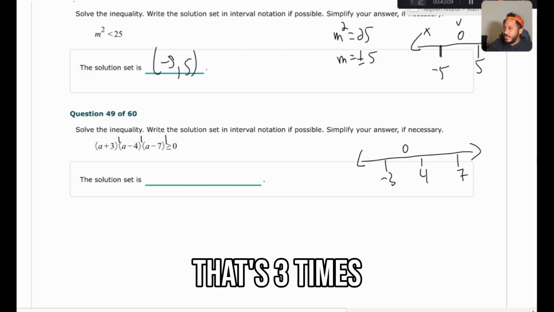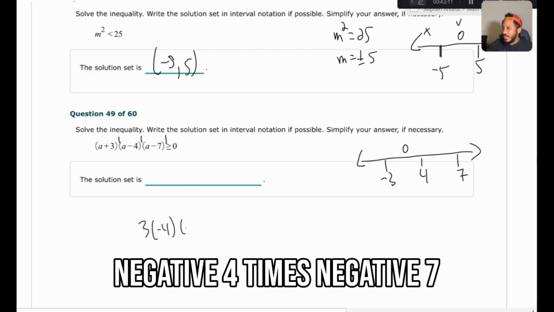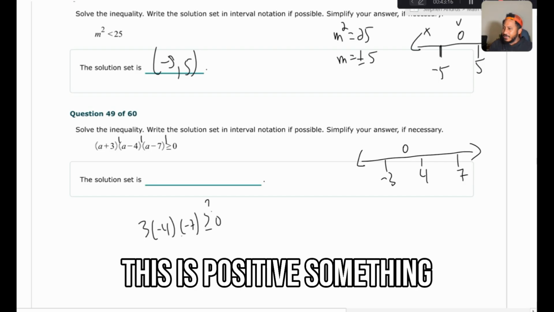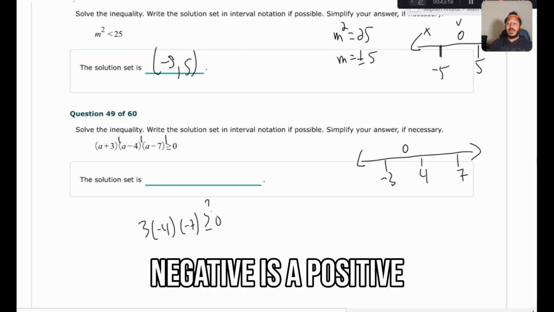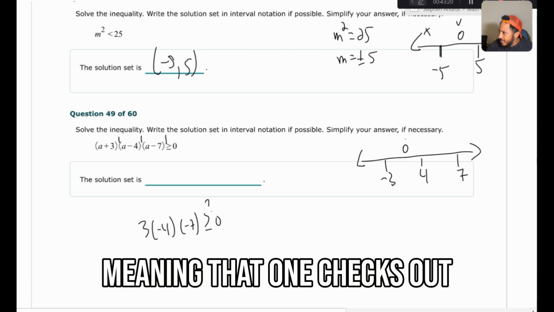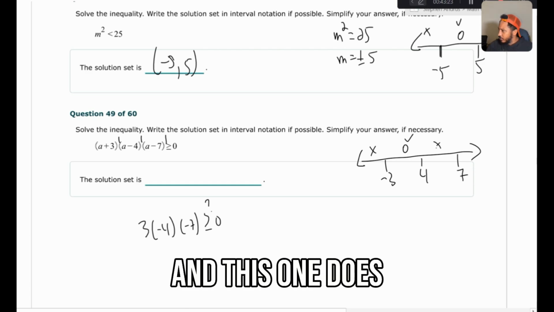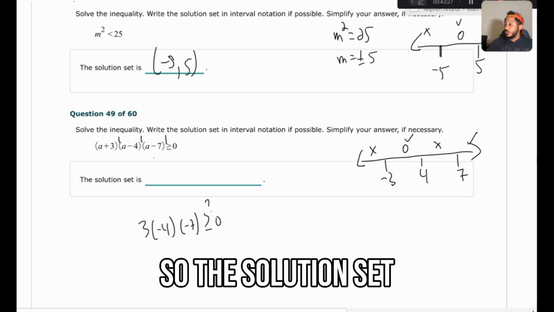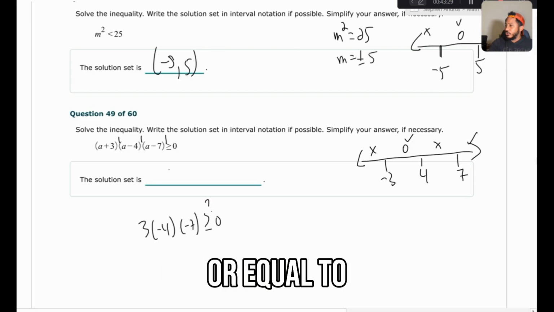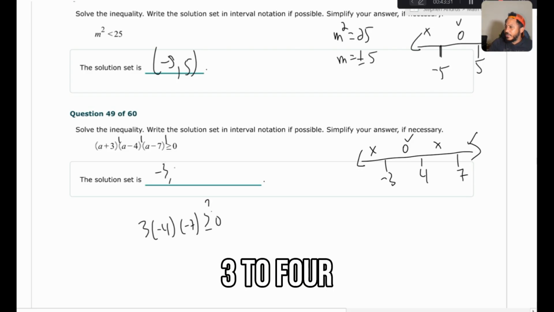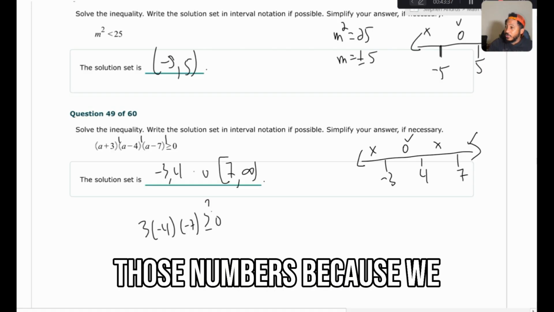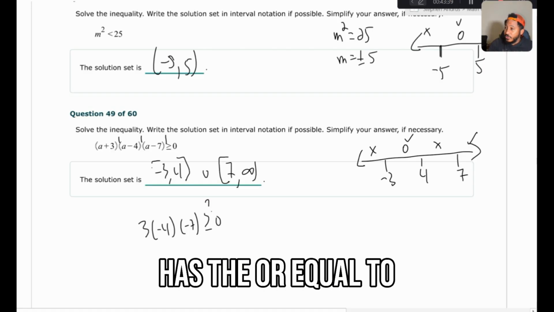That's 3 times -4 times -7. Is this bigger than 0? Yeah, it is, right? This is positive something. Positive, negative, negative. It's a positive. So that one works, meaning that one checks out. So this one doesn't, and this one does. They alternate because odd opposite for the multiplicities. So the solution set, now it's a greater than or equal to. So we'd say from -3 to 4, and then from 7 to infinity. And we want to put brackets on those numbers because they're included, because that's the or equal to. So brackets on all. Okay.